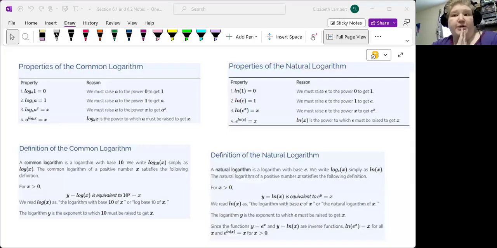Okay, so part two of logs. They put some properties here. This is not the full list. In 6.3, we're going to talk about the product rule, the quotient rule, the power rule.